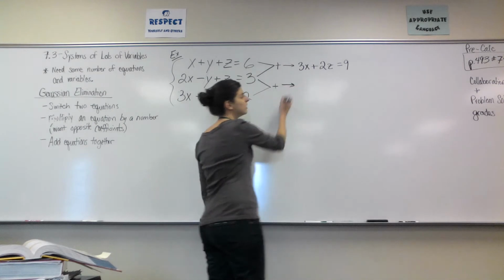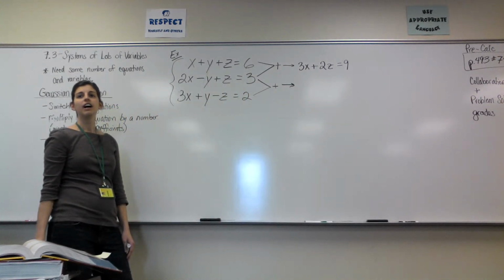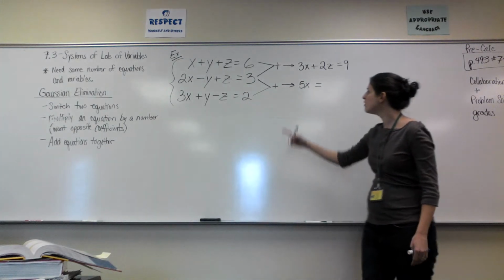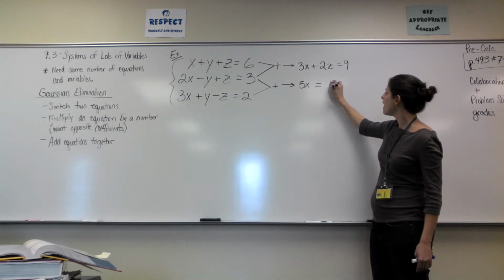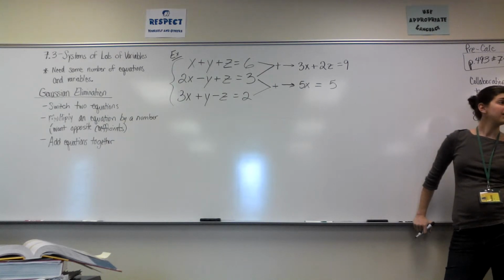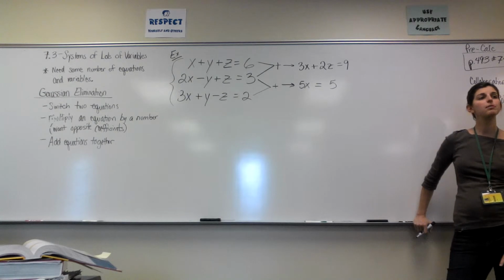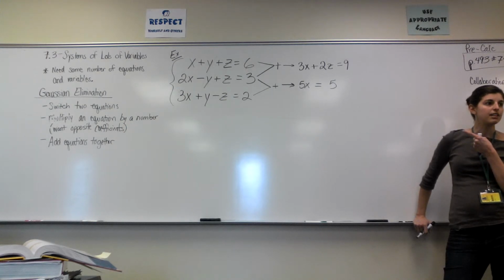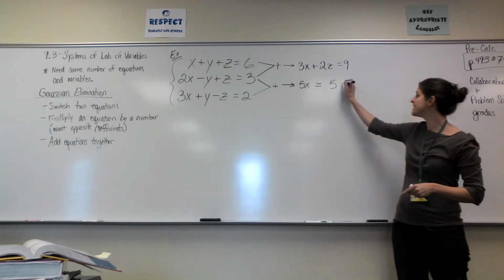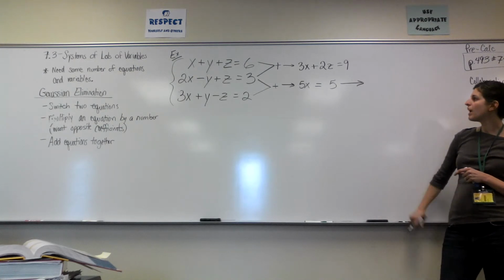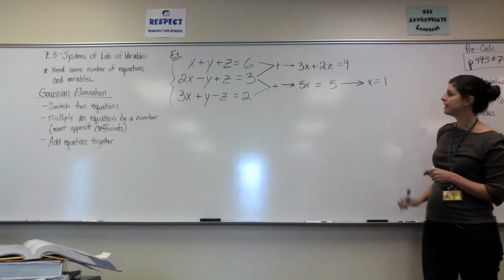Okay, so if I add those together, I get 5x equals, wait a minute, no z's. Oh, so it's equal to 5. Now, I have two variables in one equation and one variable in the second one. If I had two variables left in both of these equations, I would do elimination again with what's left. However, at this point, I would probably say to take this equation and find what x equals. So what does x equal? 5x equals 5, so x equals 1.